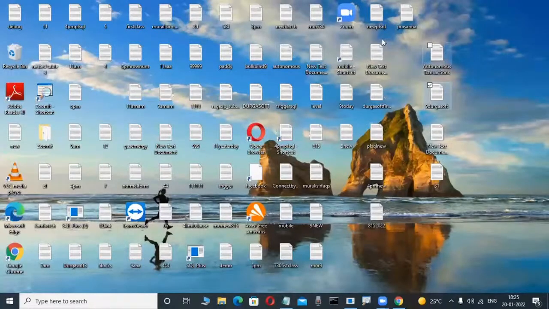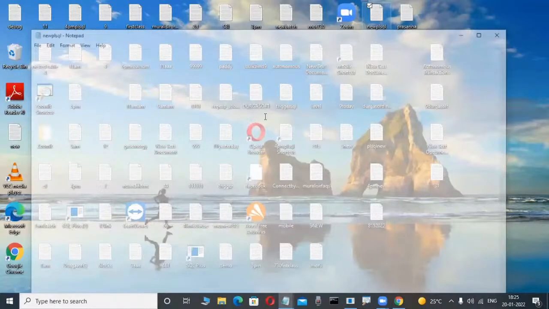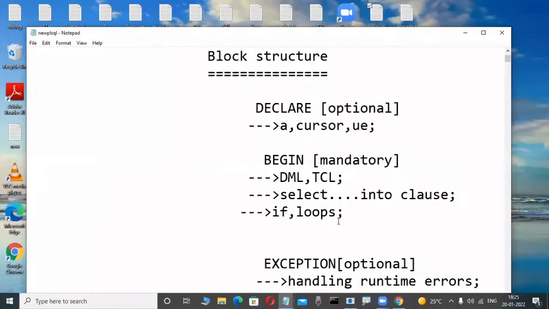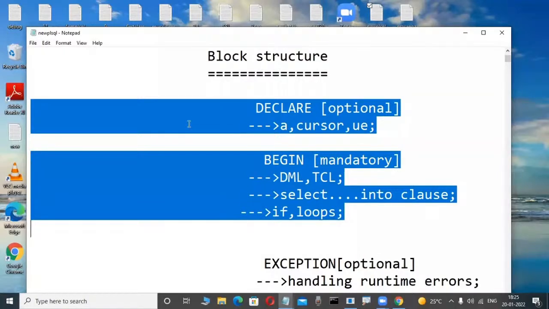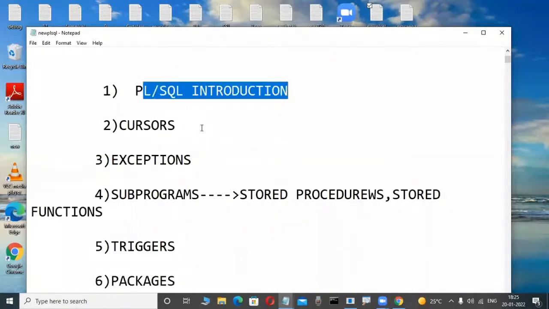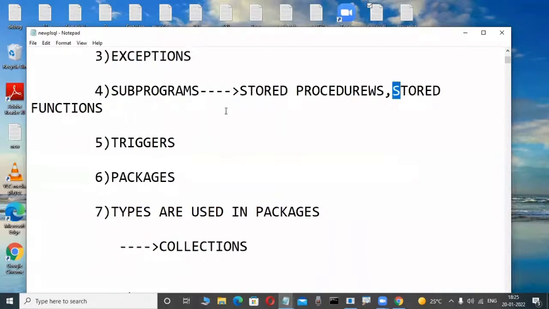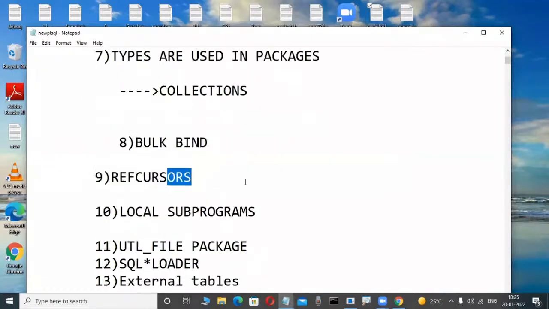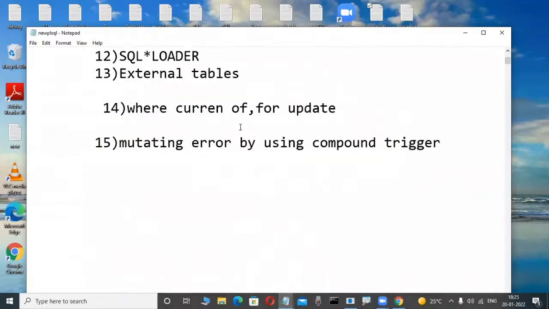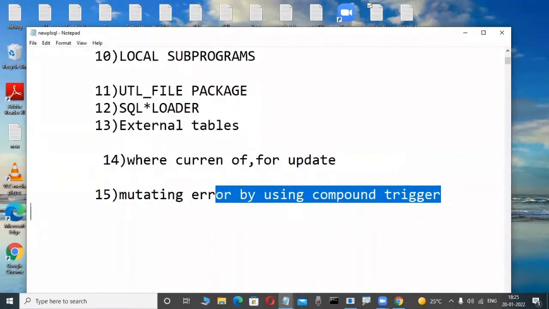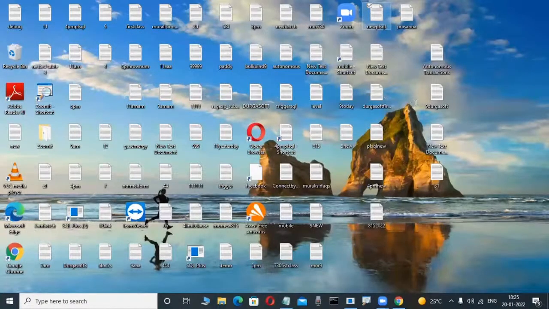Again, PLSQL means some little bit of coding is there. Don't be afraid. This is PLSQL, and this type of little coding you are writing here. In PLSQL there are cursors, exceptions, stored procedures, stored functions, triggers, packages, types, collections, bulk bind, ref cursors, local subprograms, UTL file packages, SQL loader, external tables, so many things like this. So much syllabus is there.